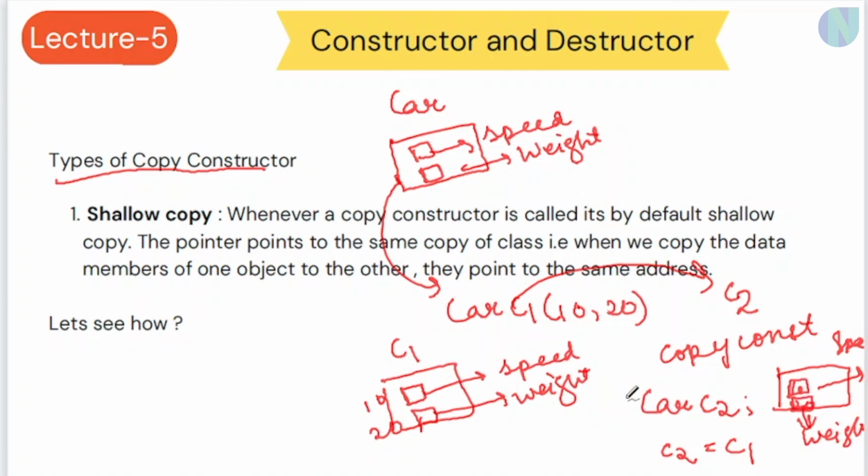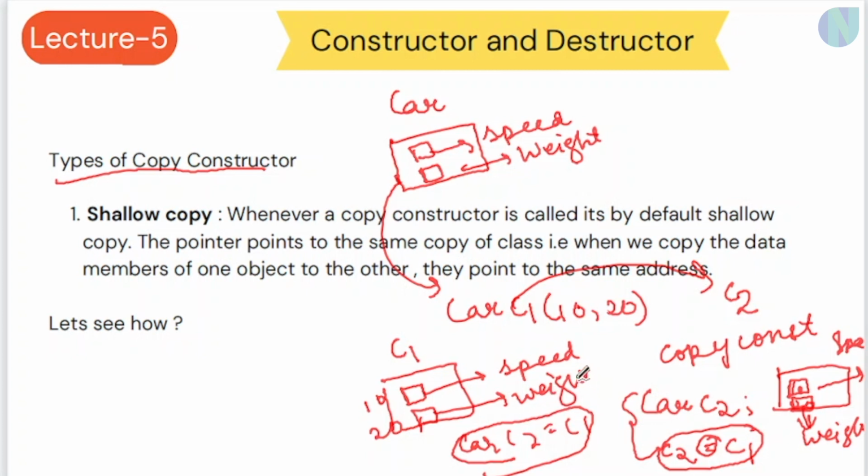Now there are two ways of copying. Either I can copy like car C2 = C1, or car C2(C1). Now what's the difference in this? In the first, the assignment operator is doing the copy, but in the second, the copy constructor is doing the copy. But anyway, in both of these methods the copy is taking place. So basically this was all about the copy constructor.